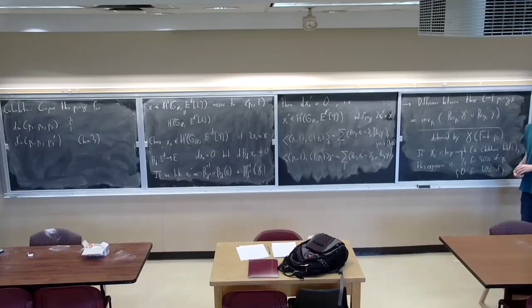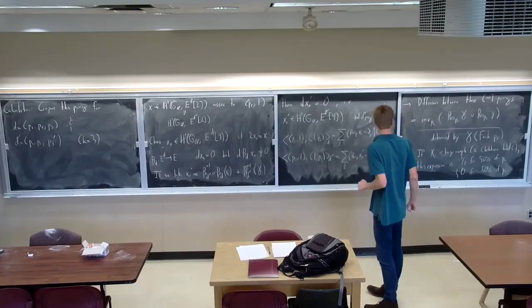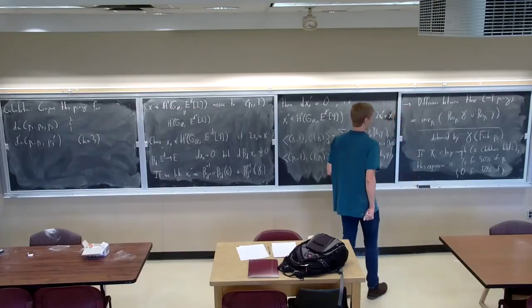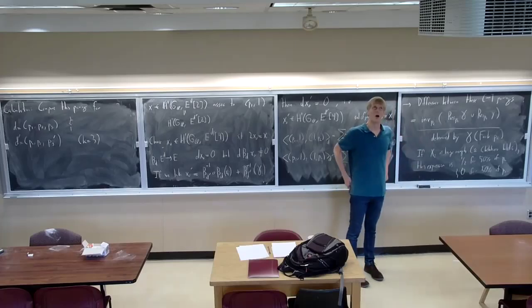Is it obvious there are only two possibilities for gamma? Sorry, what was that? Is it obvious there are only two possibilities for gamma? Are these the only two possibilities for what gamma can be? Yeah. Oh, inside of E2.